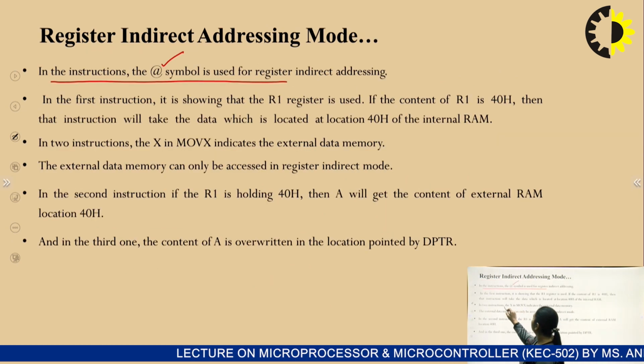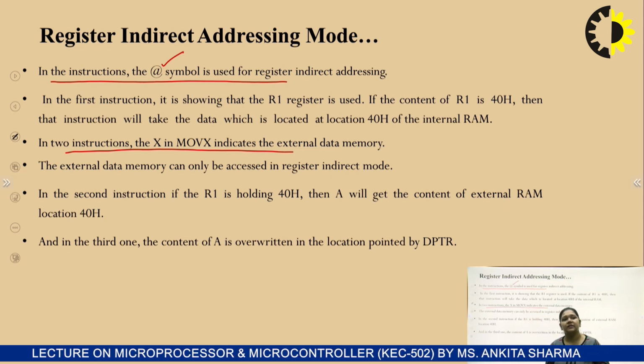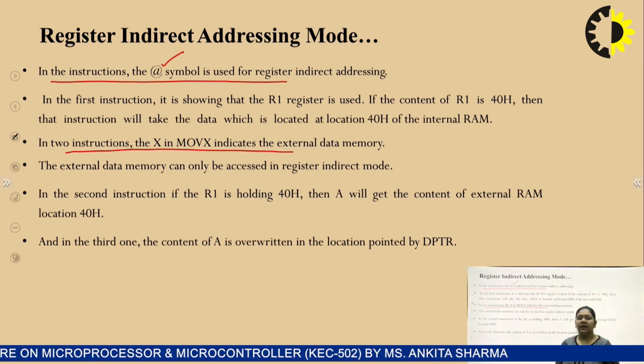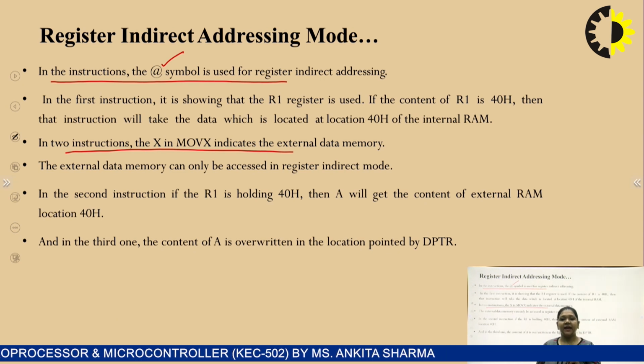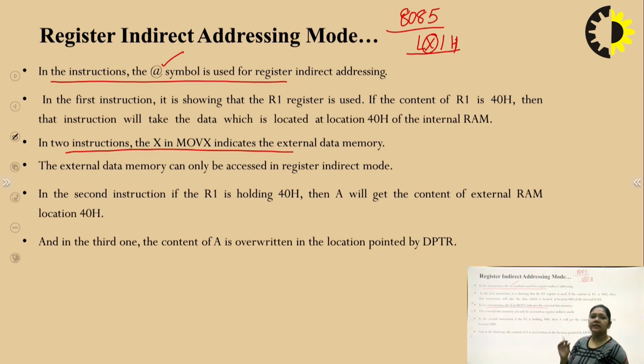So next is MOVX. Here MOVX indicates that the external data memory is used. In microprocessor 8085, X indicated the extended pair. Suppose we were having the HL pair, we wrote only H at that time, not L with that. The X was used. For example, in 8085 it was LXI and then H. So this X was used as the extended pair.